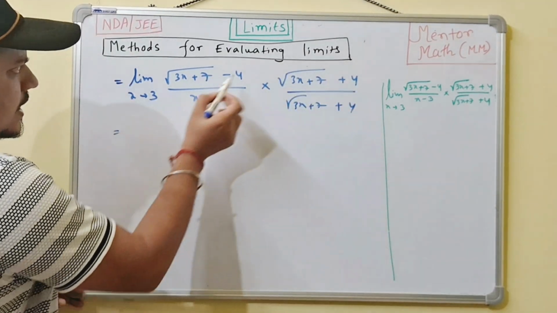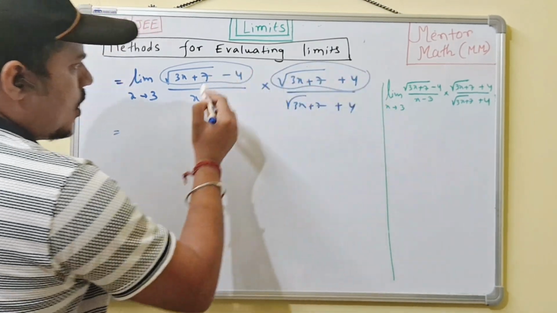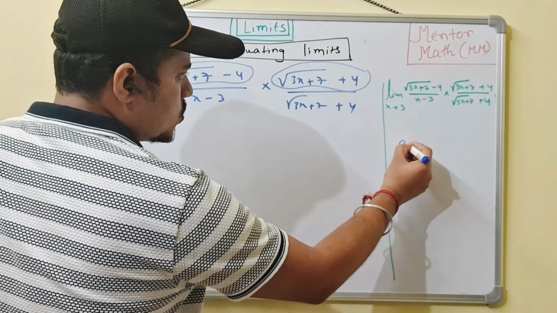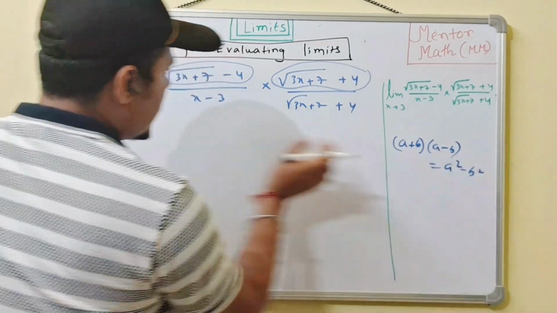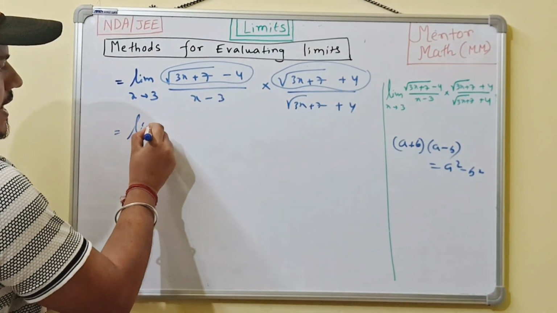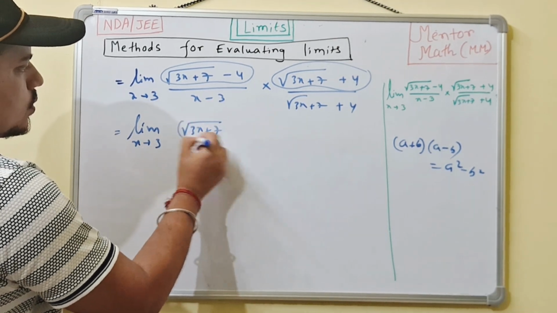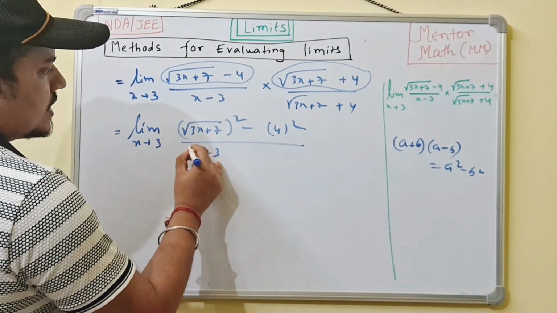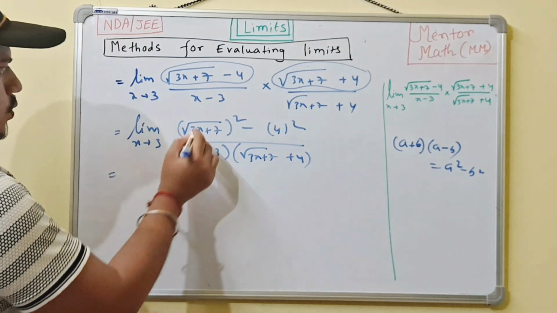You can see that it is in the a minus b into a plus b form, and you know that a minus b into a plus b is a square minus b square. You know that a plus b into a minus b is equal to a square minus b square. That means here we have a minus b and a plus b, so you can apply the a square minus b square form. So (root 3x plus 7) whole square minus 4 square, divided by (x minus 3) into (root 3x plus 7 plus 4), and you find that the root is cancelled.